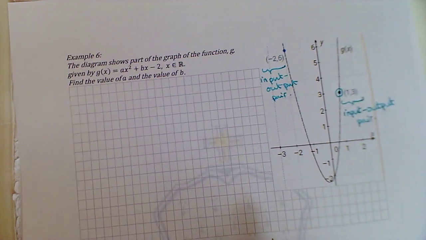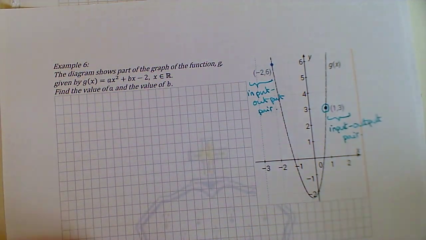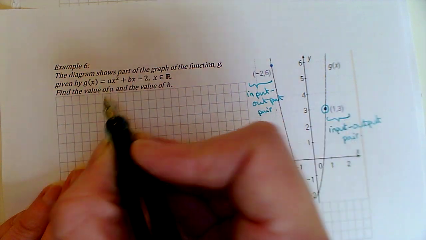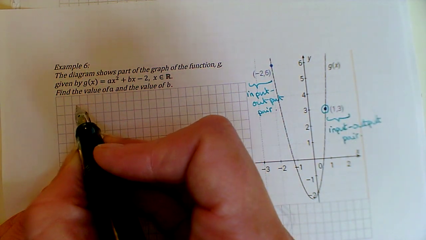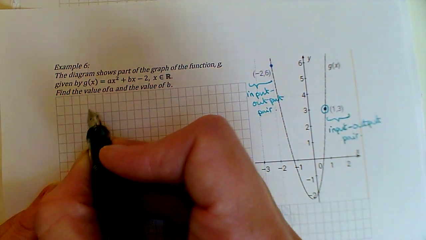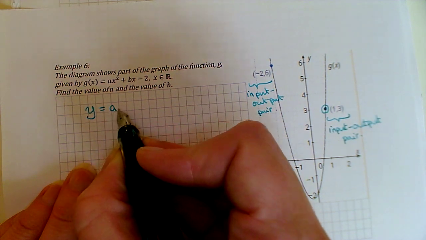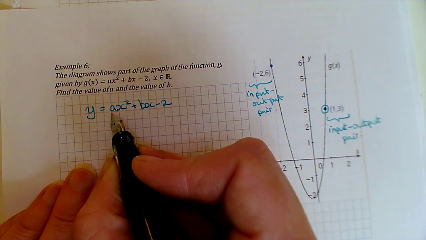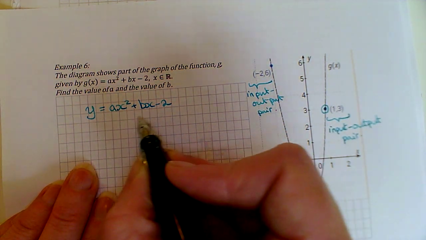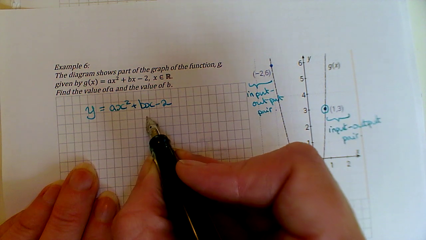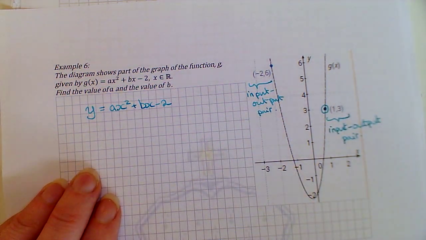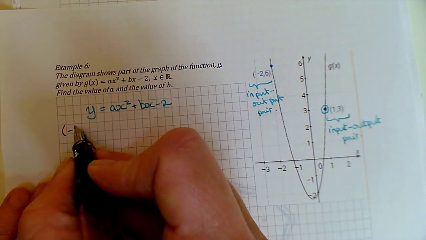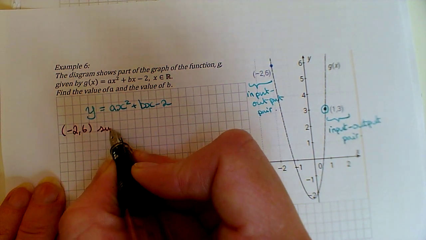So if I look at the definition of my function up here with the formula, and they've used a different letter, not f of x, they've used g of x, but you can ignore that. It absolutely doesn't matter what letter we use there. So I'm going to say y is equal to ax squared plus bx minus 2. We don't know the values of a and b, those are unknowns, and x is our input and y is our output.